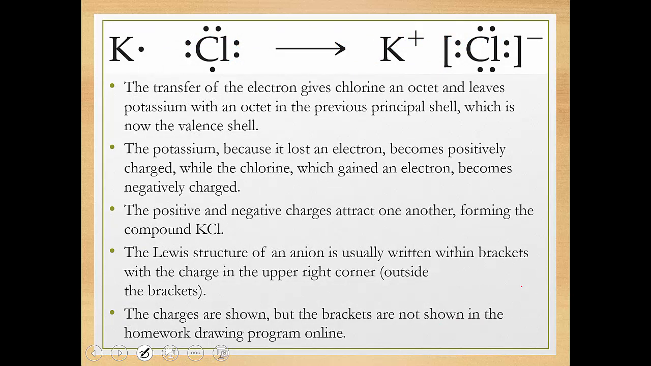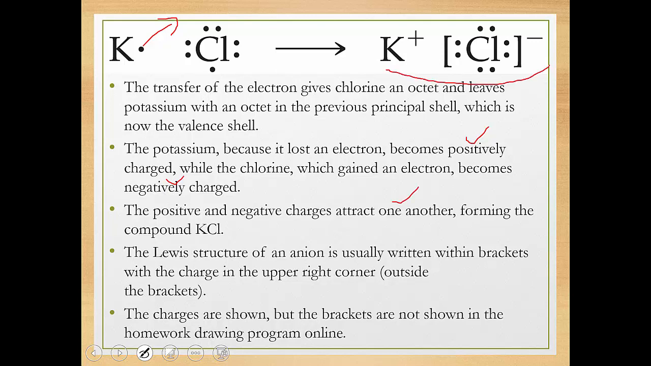So the transfer of the electrons, just to summarize, gives the chlorine an octet, and leaves the potassium with an octet from the previous shell. Once that electron got kicked out, that shell is gone, and so it drops back to the next inner shell, and that becomes the new valence shell. We said the potassium becomes positively charged, the chlorine becomes negatively charged. They attract one another, forming this compound.